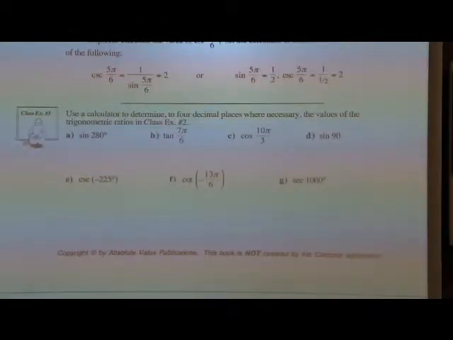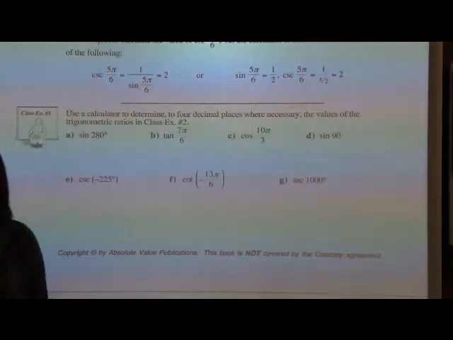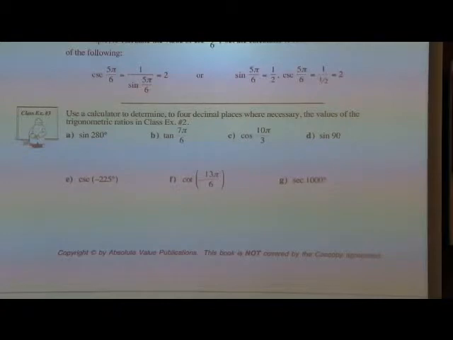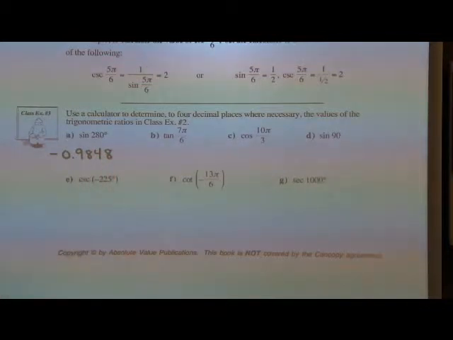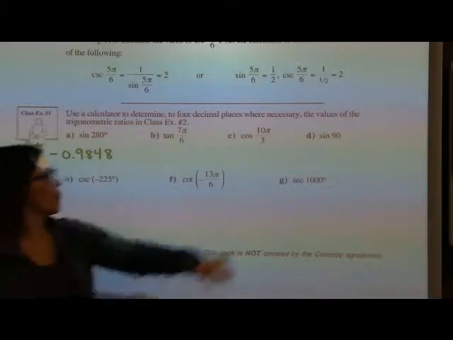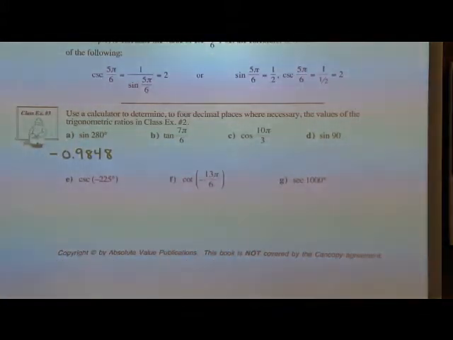What I want you to try to do on your own is these 7 questions to 4 decimal places. So what is sine 280 degrees? Negative 0.9848. How many of you skipped and did E and G before you did the next ones, just so you didn't have to move your calculator back and forth? Why not this one? Because it's radian, because it doesn't have the degrees. Good. No degree symbol means it's in radian mode.